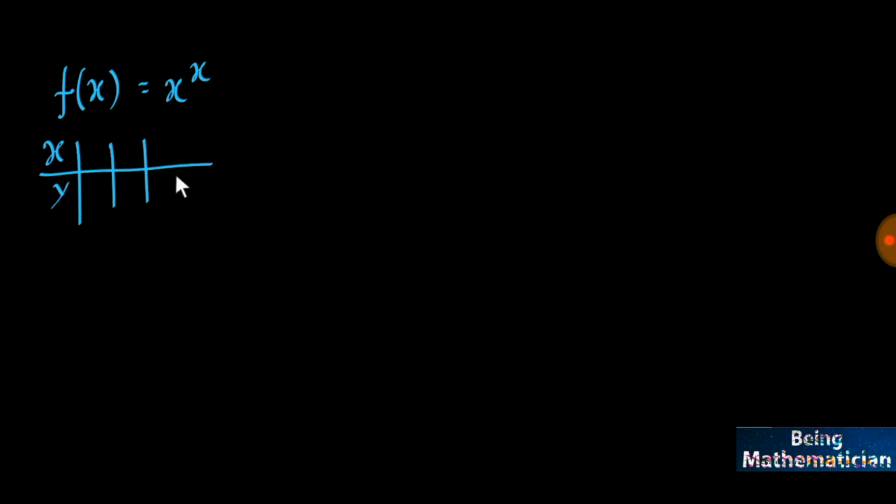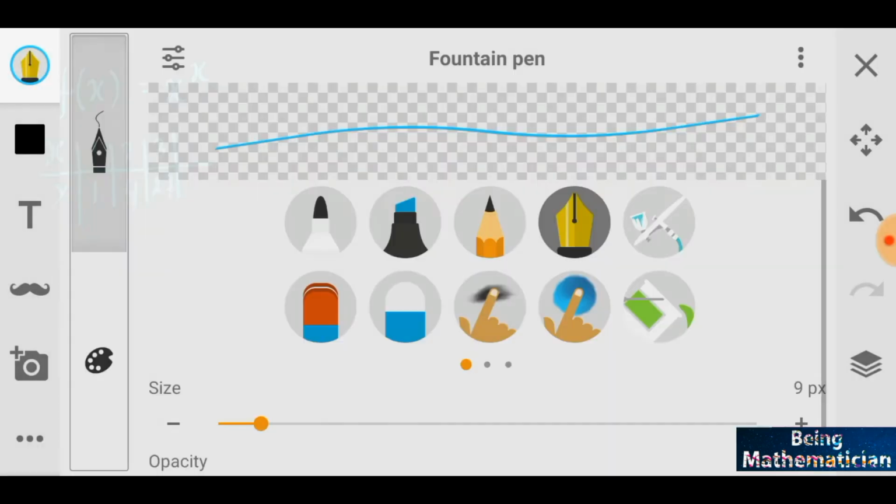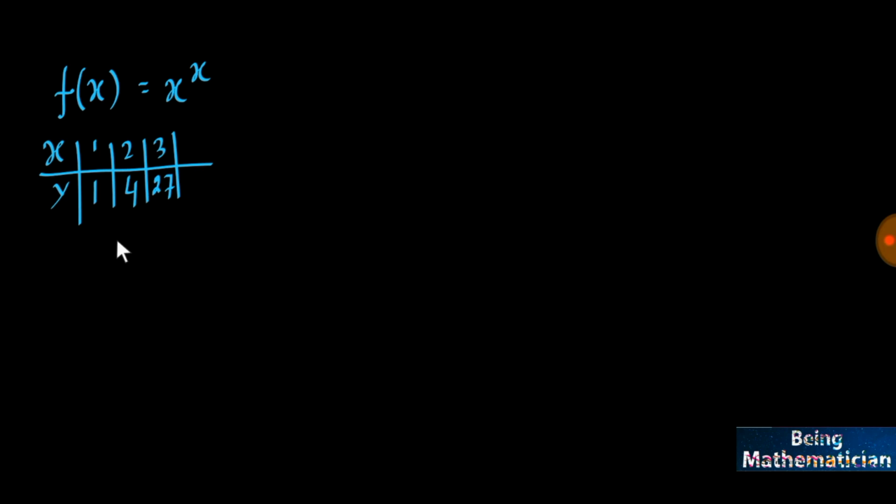Now it's time to discuss the amazing observations of this special type of exponential function. So let us assume that the function is f(x) equal to x to the power x. Now let's make a table of this function. When x is 1, then y is 1. When x is 2, then y is 4. When x is 3, then y is 27. Now let's make a graph of this function.